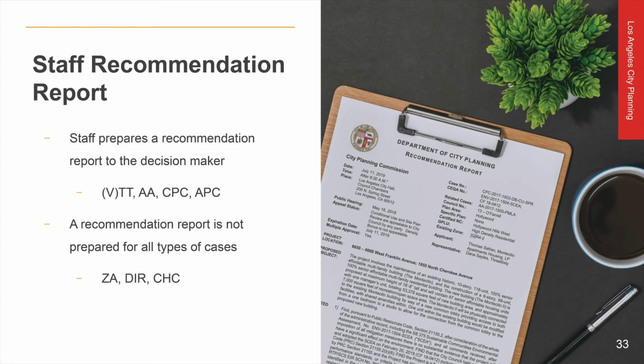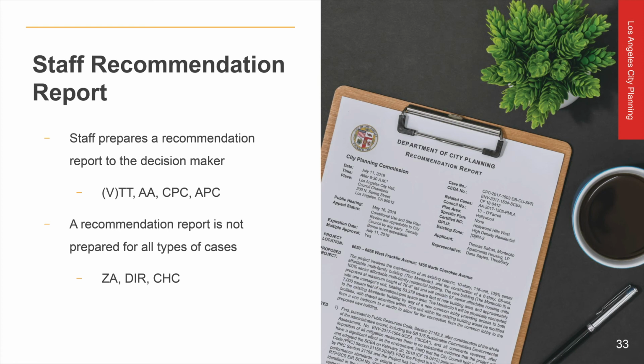Generally speaking, staff recommendation reports are prepared for projects that will be presented to a decision maker for their consideration and determination. These recommendation reports are typically prepared for projects such as tentative tract maps, preliminary parcel maps, or any cases that will be presented to the City Planning Commission or Area Planning Commission.